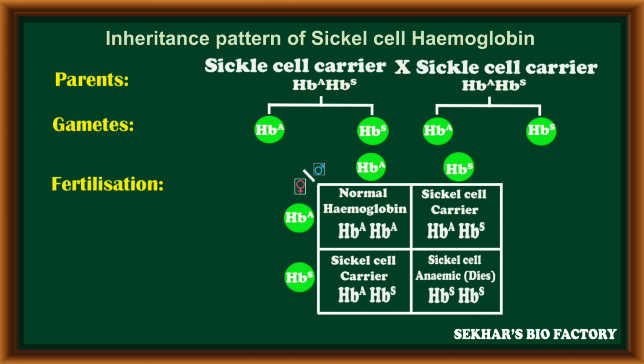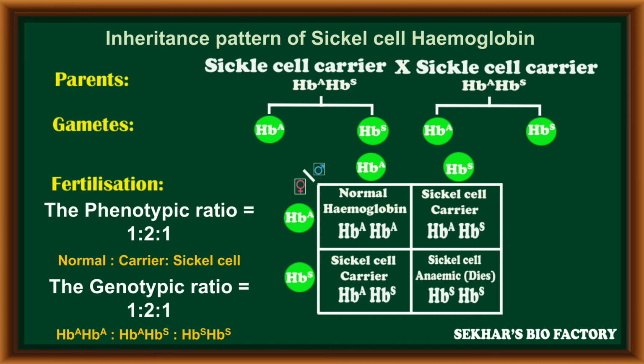In this condition also, by conducting a cross between two carrier persons, we get 1:2:1 as the genotypic and phenotypic ratio. The phenotypic ratio is calculated as, out of 4 individuals, 1 individual is normal, 2 individuals are carriers, and 1 individual is affected. The genotypic ratio also becomes HbA HbA 1, HbA HbS 2, HbS HbS 1, so the genotypic ratio becomes 1:2:1.